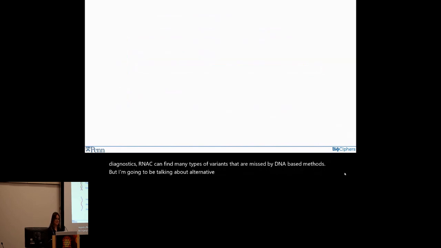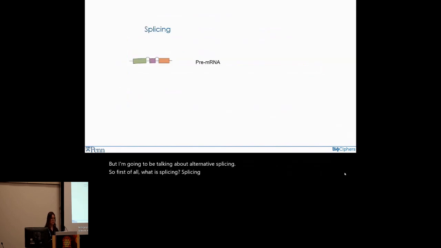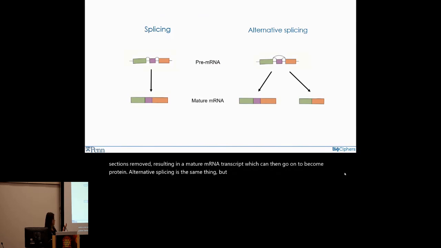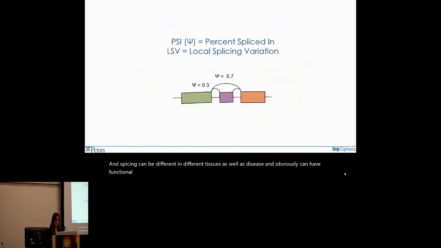So first of all, what is splicing? Splicing is a process by which pre-mRNA is modified with sections removed, resulting in a mature mRNA transcript, which can then go on to become protein. Alternative splicing is the same thing, but we make a decision at that splicing step with different mature mRNA transcripts coming from the same pre-mRNA. And splicing can be different in different tissues, as well as disease, and obviously can have functional consequences.